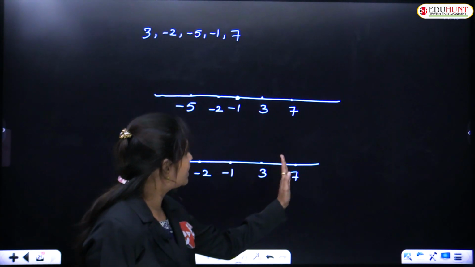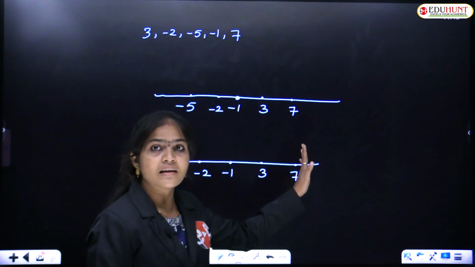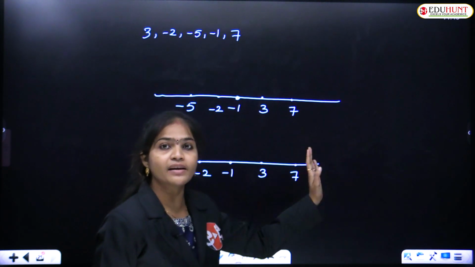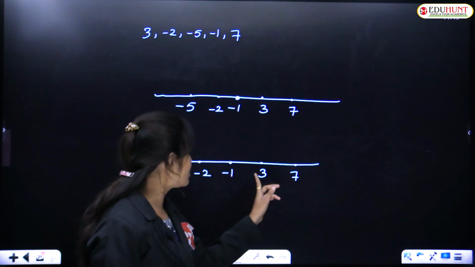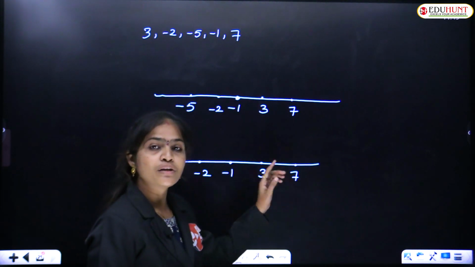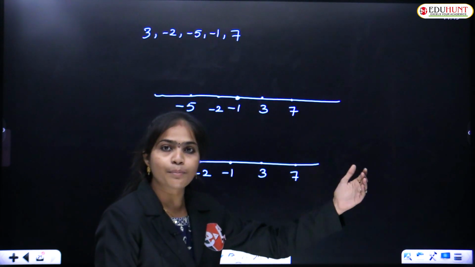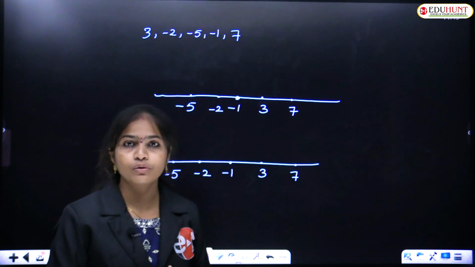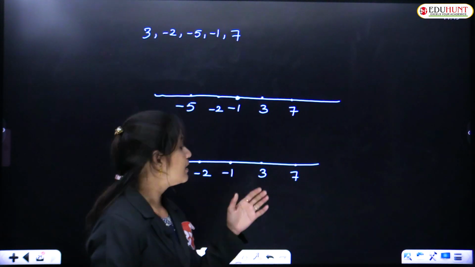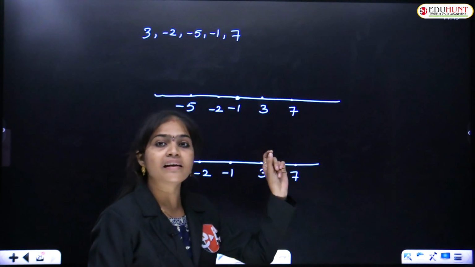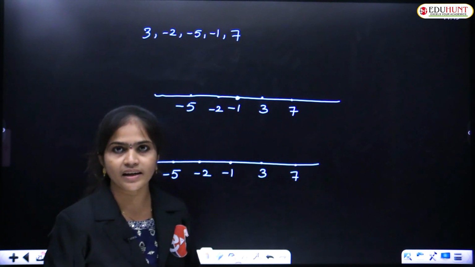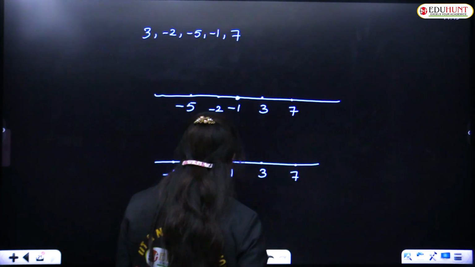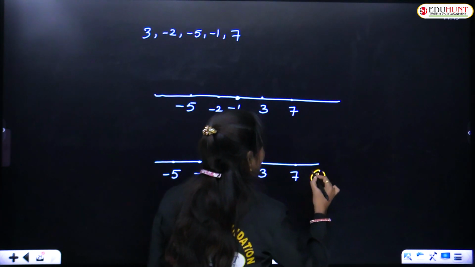See here, after the last number on the number line, what is the last number here? 7. So to the right side of 7, all the values are always positive. Why? Because while you are moving right on the number line, the number value should be in increasing order. Increasing order means plus or minus? Plus only, no? So that's why after 7 it is always positive.